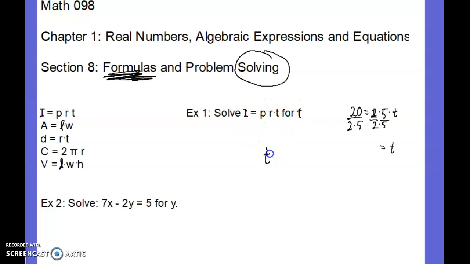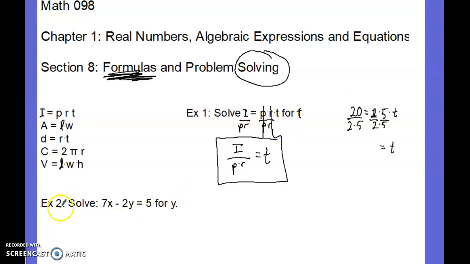So if I'm trying to solve for T in this problem, I just need to divide both sides by P and R. And what that does is cancel this out, cancel out. So I'm left with T on the right side is equal to the interest divided by principal times rate. And that's all you need to do for this.